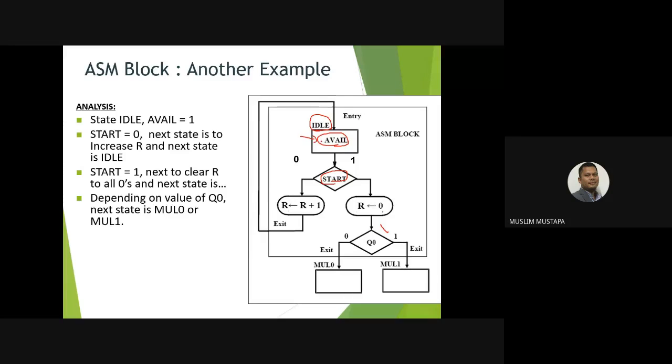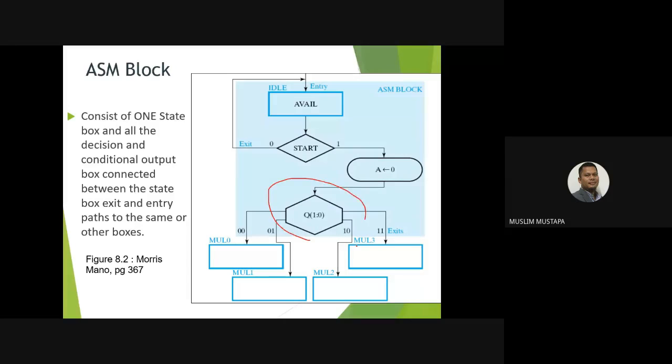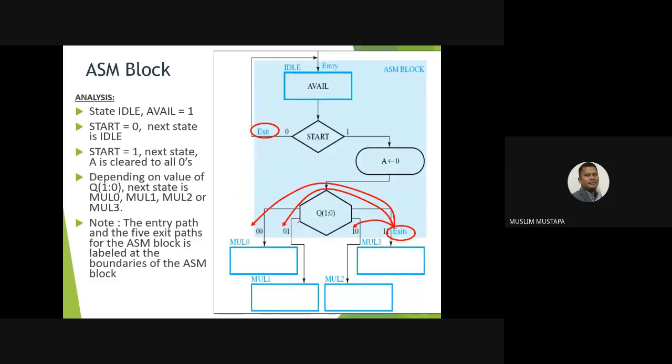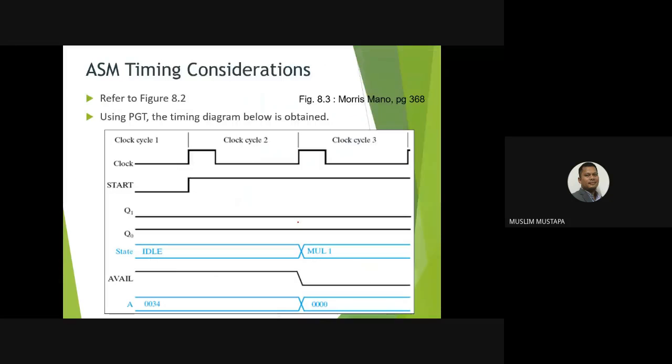In this state, in this block, it's going to check the value of available. So what's the value? This is decision making. But if it is a multiple decision making, you use this kind of block. Any other question before I start to explain the timing considerations? No, doktor. All right, good. This is a flow chart. You can also get extra marks.